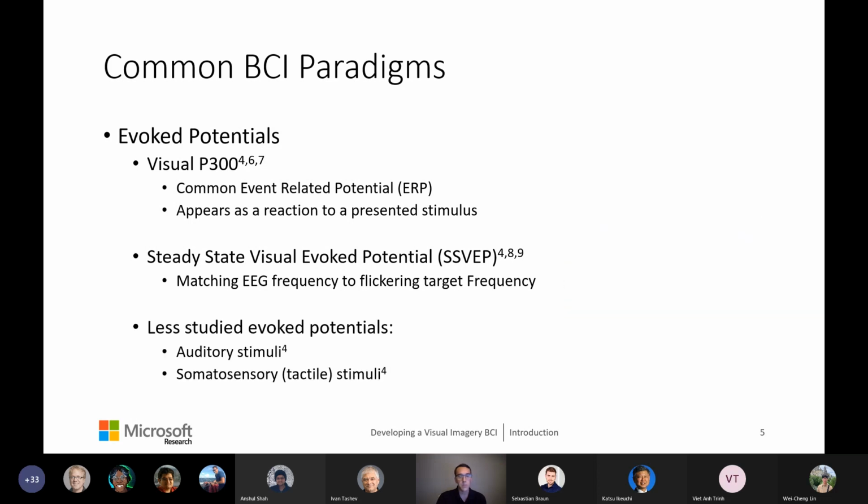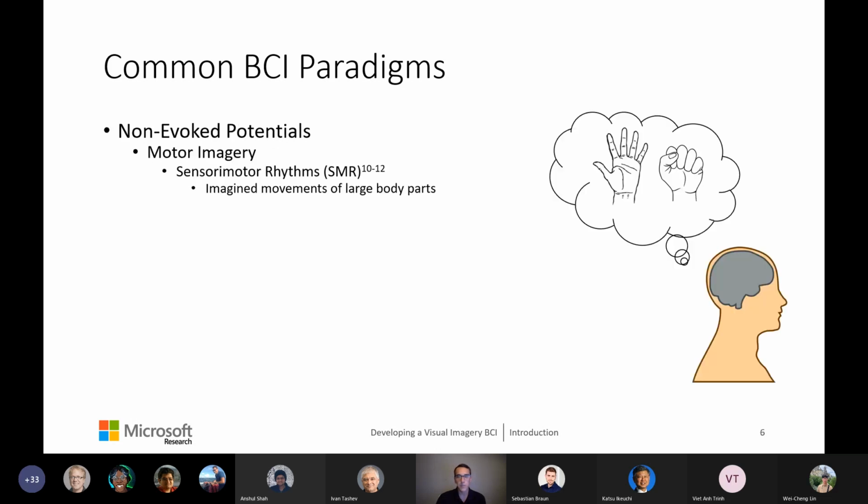Some less studied evoked potentials could be measuring a person's response to auditory stimuli or to somatosensory or tactile stimulation. And then moving on to the non-evoked side of things.